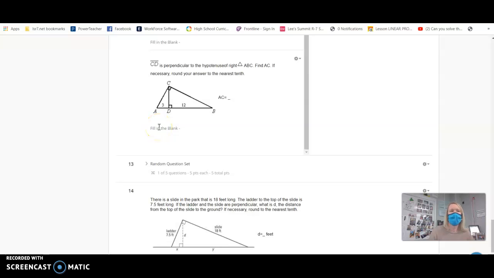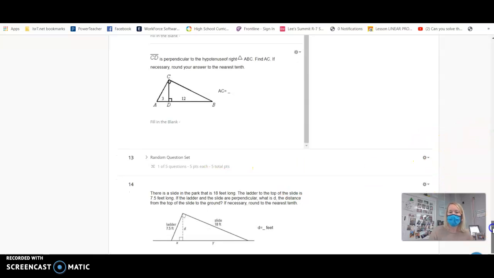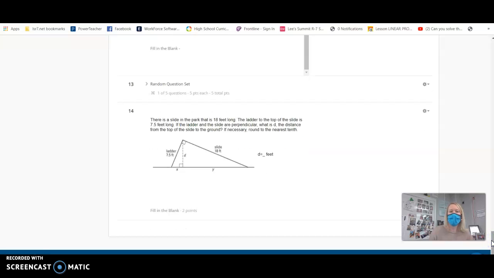Do you guys see which one he's talking about? Possibly. You may not have that one because it was a question that not everybody had. How about that ladder and the slide one down below? There's a slide in the park that's 18 feet long. I think everybody got this one. Were you guys able to answer that, or do you want me to go over it at all?